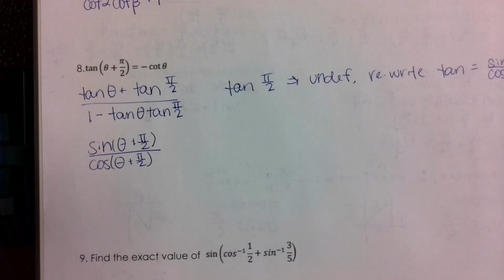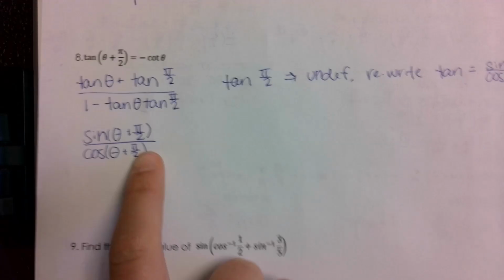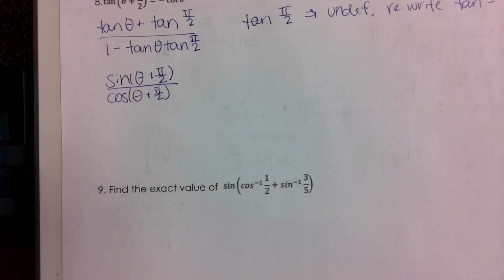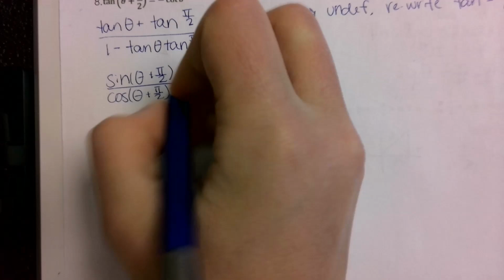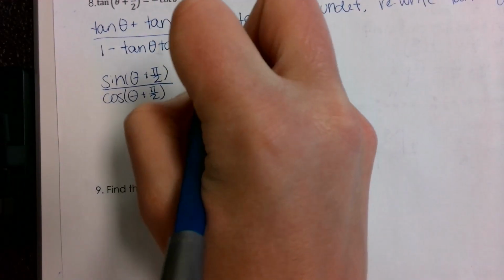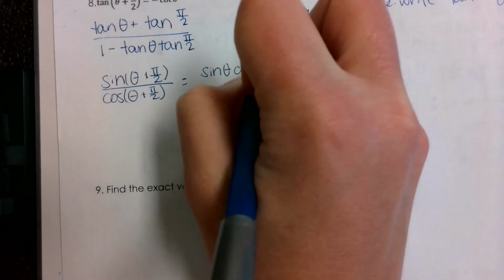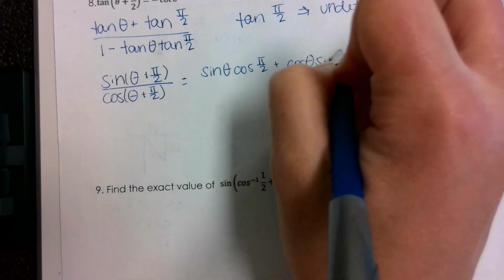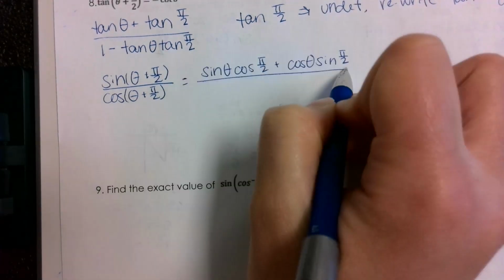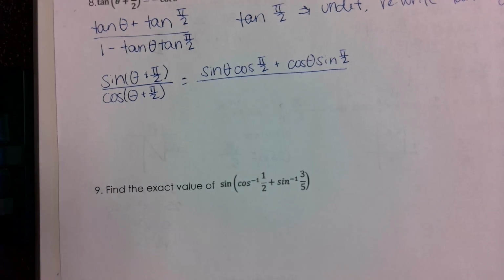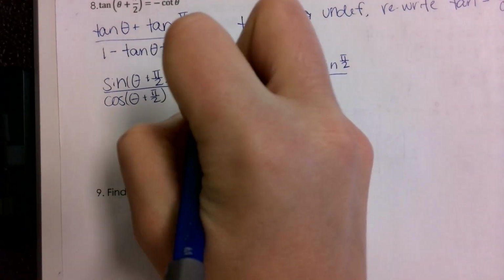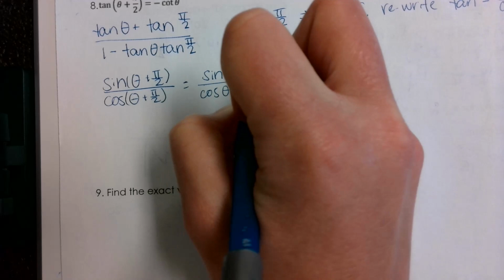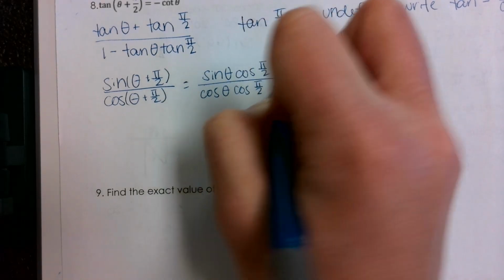So now we're just going to use our rule for sine when adding angles, and our rule for cosine when you're adding angles. So again, those are on the front. We're just pulling from the front. So that's going to end up giving you sine of theta cosine of pi over 2 plus cosine of theta and sine of pi over 2. And then your rule when you're adding the angles for cosine is going to give us cosine of theta cosine pi over 2 minus sine theta sine of pi over 2.